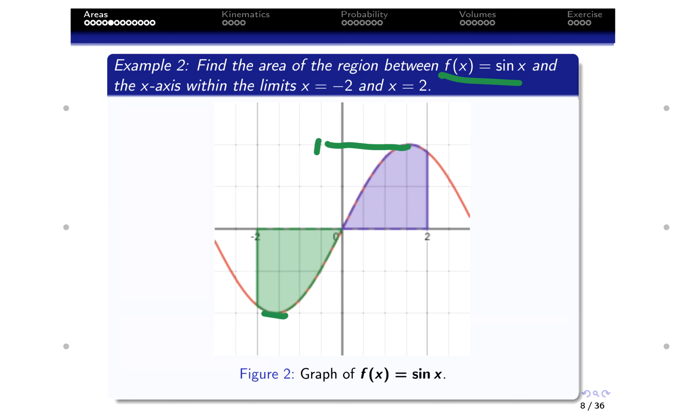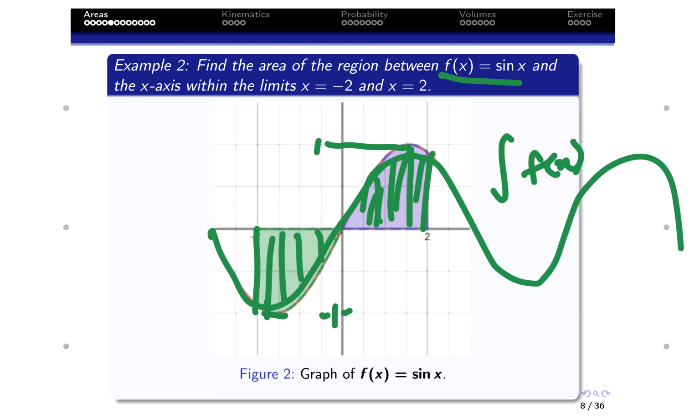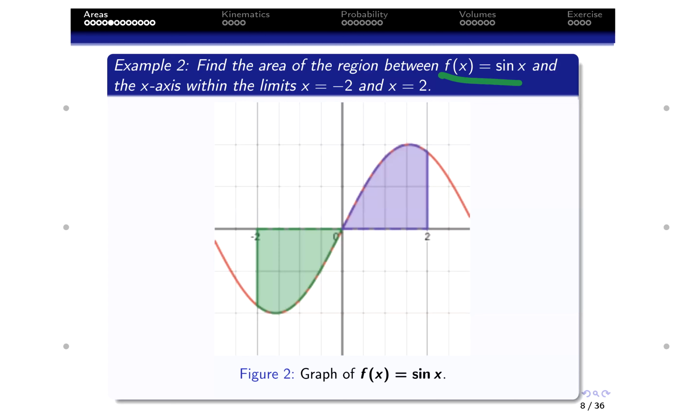But here we want to find the area of the region between f of x, which keeps going up and down like that, and the x-axis, within the limits x equals minus 2 and x equals plus 2. So we are interested in this region. You discover that these are two different regions, so it will be wrong to just integrate f of x dx from minus 2 to 2, because these two regions are totally different. That's why I color coded this. The green region is defined between minus 2 and 0, and the purple region is defined between 0 and 2. Since it's not one-sided, you need to carefully present the integral.